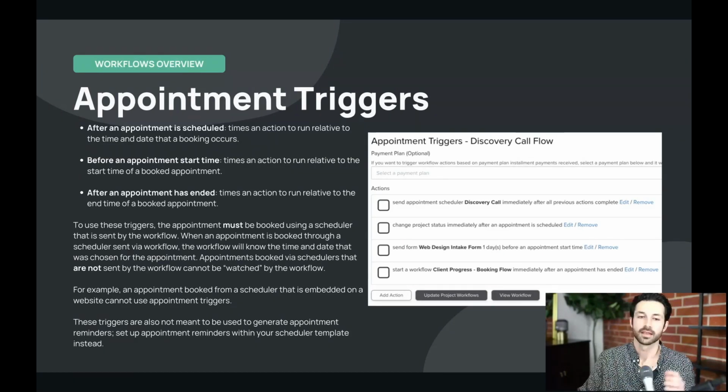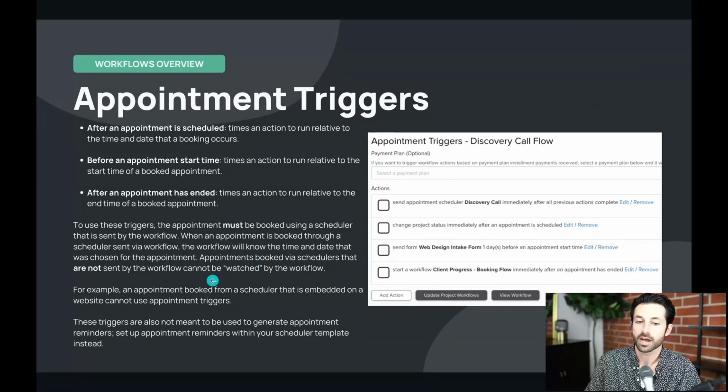So the idea here is that as long as that scheduler template is being sent by the workflow, then the workflow will know the date and time that the client picked for their appointment, right? So no matter how long or how short your appointments are, you could have a 15-minute discovery call or a 2-hour deep dive on something like we're doing right now. The system will know the start time and the end time that the client picked. And then you can time different actions based off of that information in the workflow, but as long as you have sent that scheduler in the workflow.